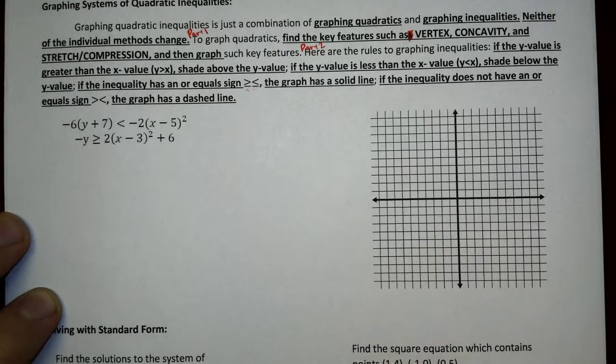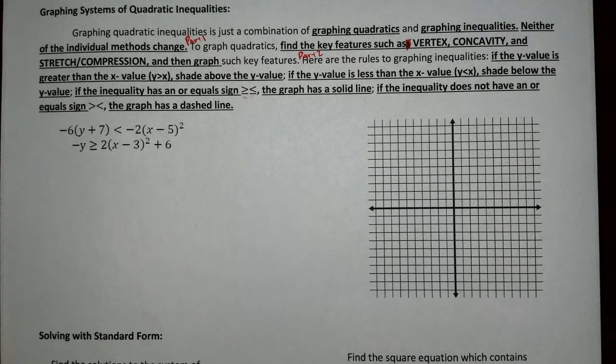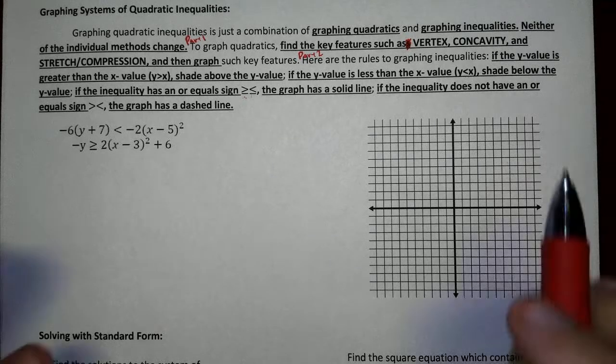Now how we can think about this is that when we have a solid line, right, that means we can touch it, that means we can be on it. So not only can we be greater than it, but we can also be equal to it. That's why we draw a solid line. It's okay to be on it.